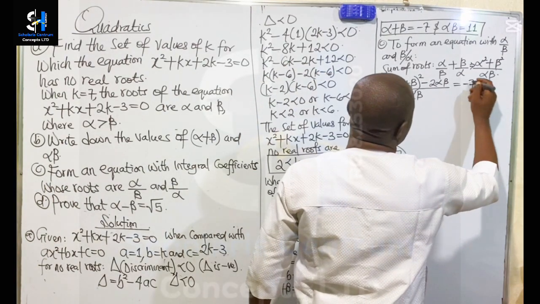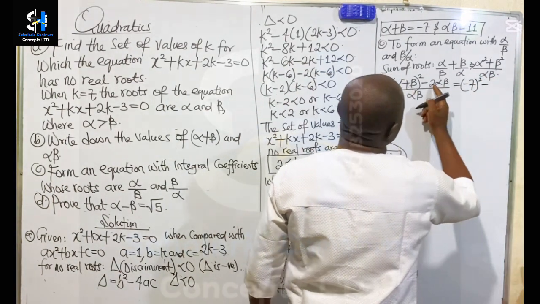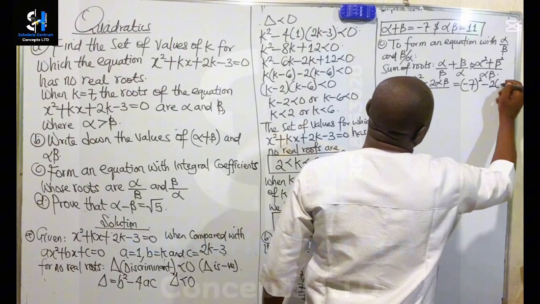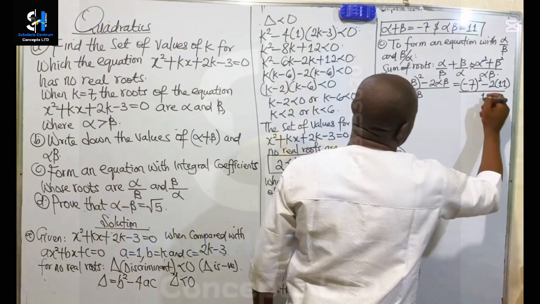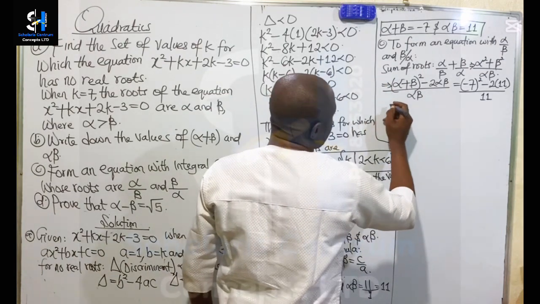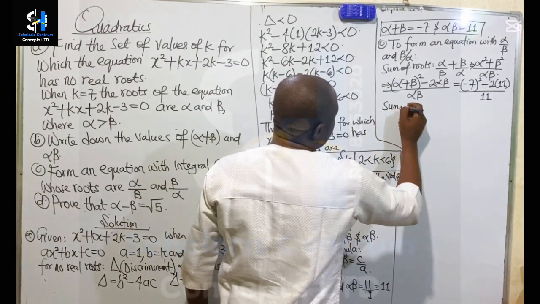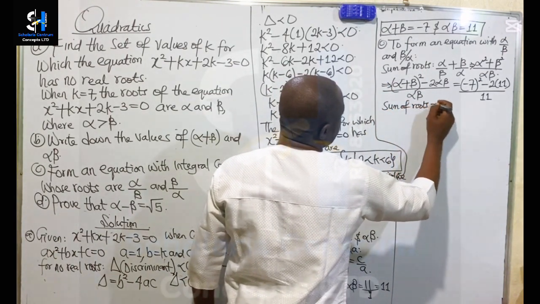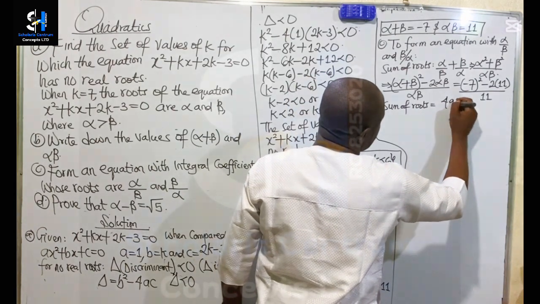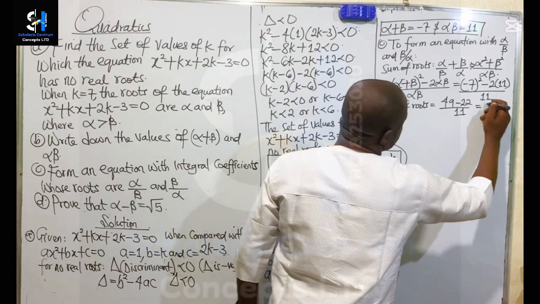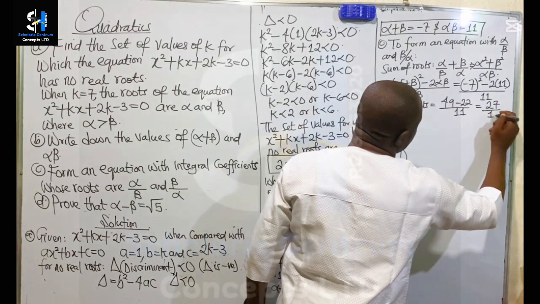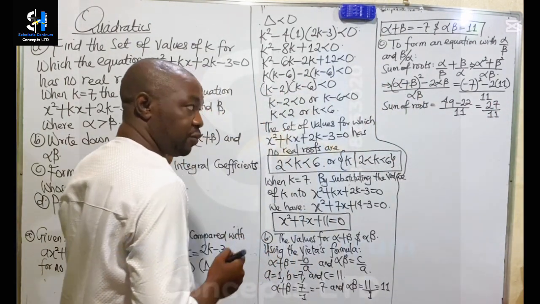Now we know that alpha plus beta is minus 7, so this will be minus 7 raised to the power of 2. Then alpha beta is 11, so this will be minus 2 times 11, over alpha beta, which is also 11. So we can say that the sum of roots will be 49 minus 22 over 11, and this will be 27 over 11. So that's the sum of roots.